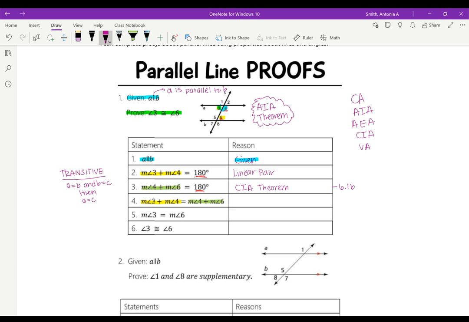That's the transitive property. So for step number 4, it's saying that since the measure of angle 3 plus the measure of angle 4 equals 180, and the measure of angle 4 plus the measure of angle 6 equals 180, then they must also equal each other. That's the transitive property.